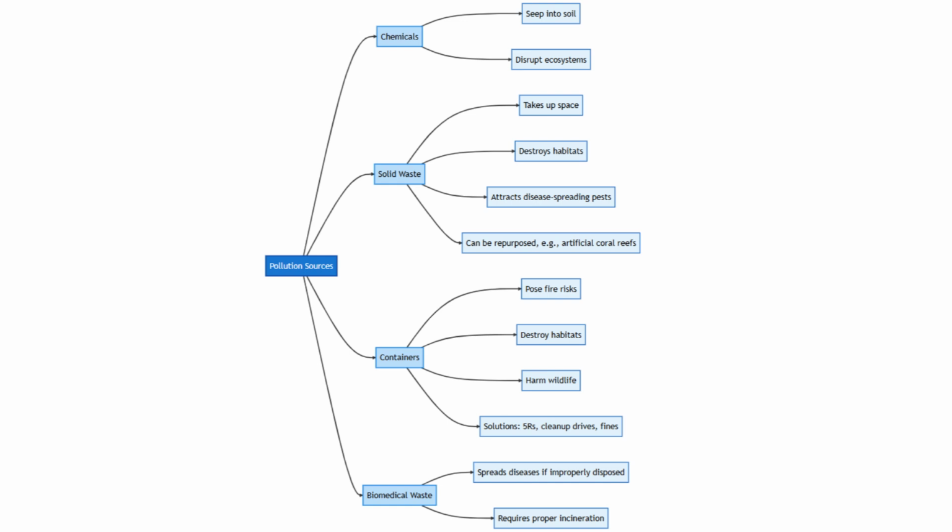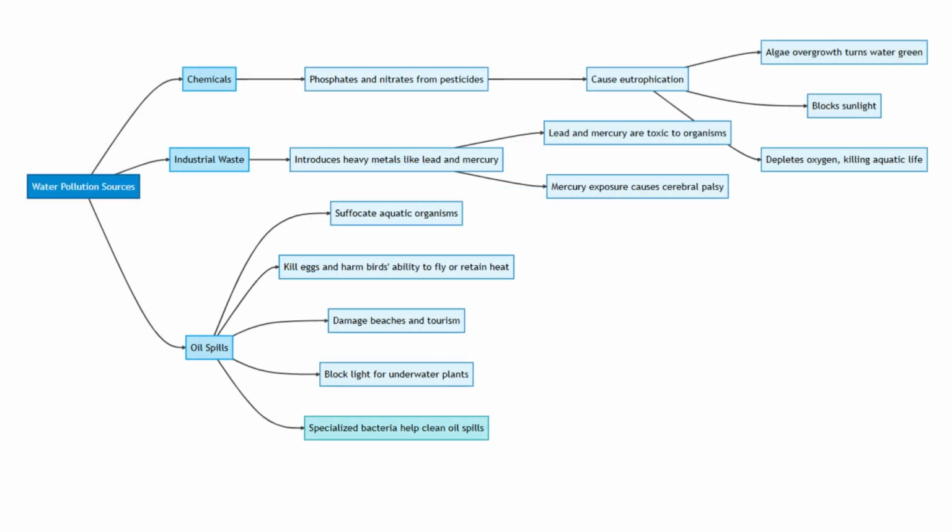Solutions? The 3 Rs: reduce, reuse, recycle, cleanup drives, and stricter fines for littering. Biomedical waste like used syringes and bandages, if improperly disposed, spreads diseases. Proper incineration is crucial to prevent this. Water pollution has many culprits.